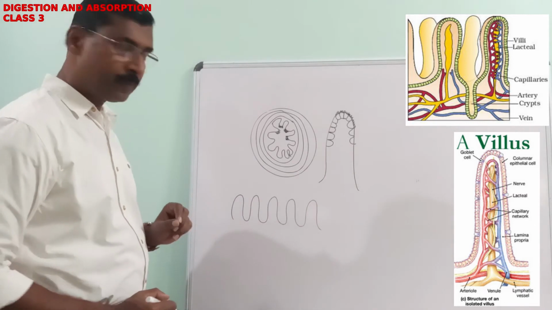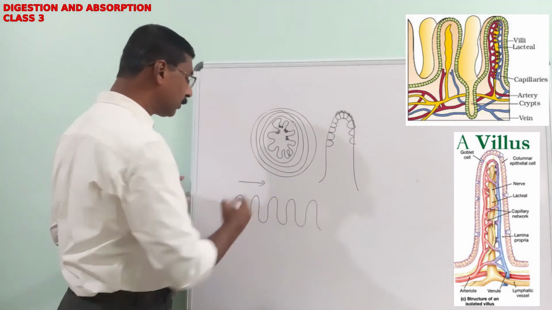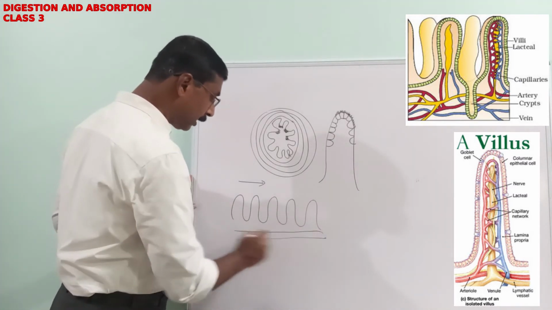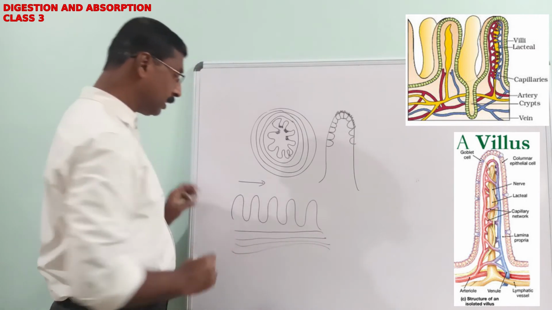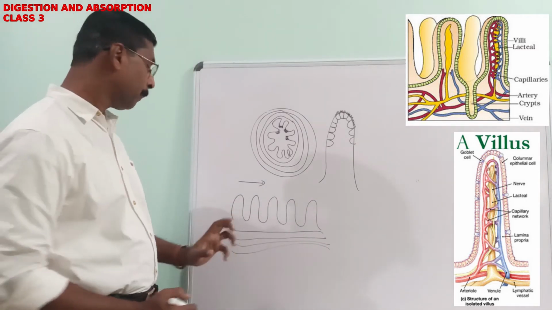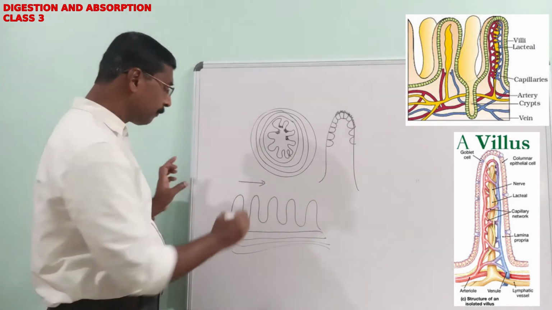This is the villi, this is the mucosa, suppose the mucosa, and this is the lumen through which the food passes. This is submucosa, muscularis and serosa. This is a segment of the alimentary canal, segment of the wall of the alimentary canal. Okay, this is through which the food passes.